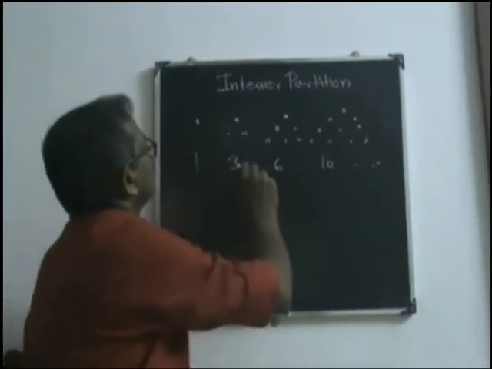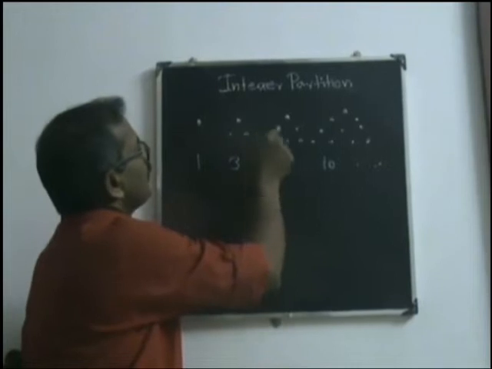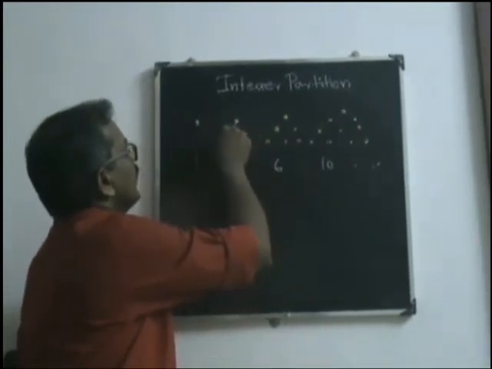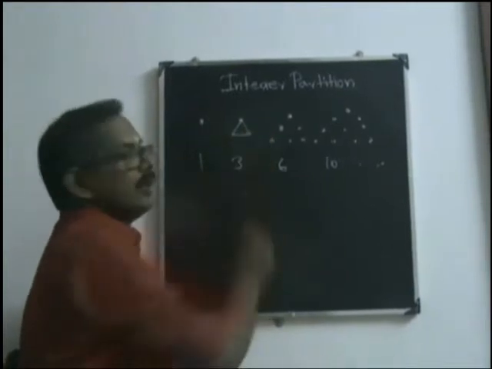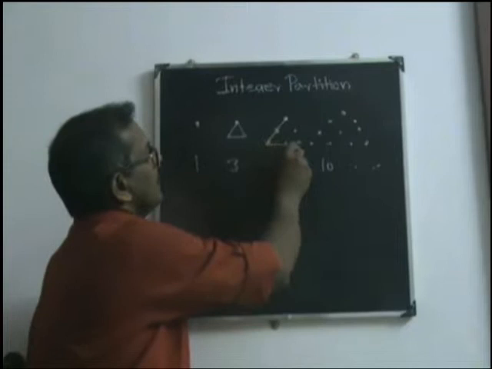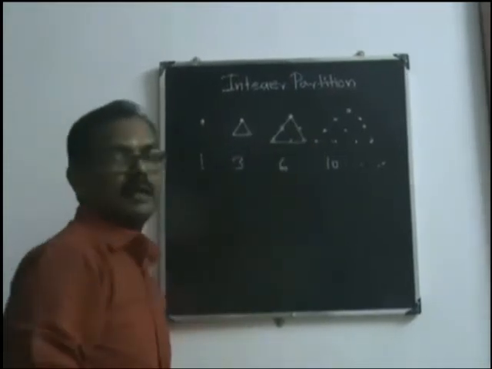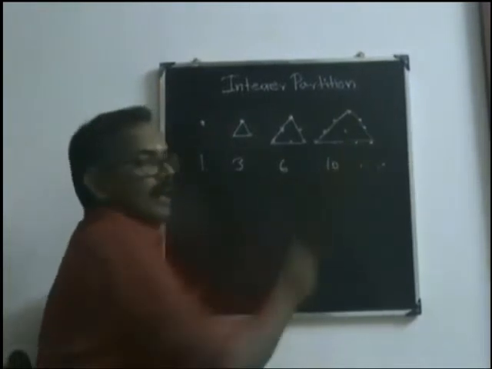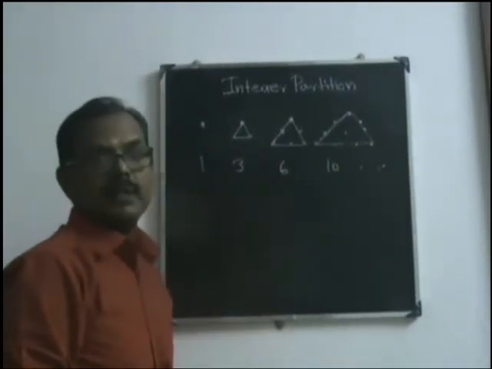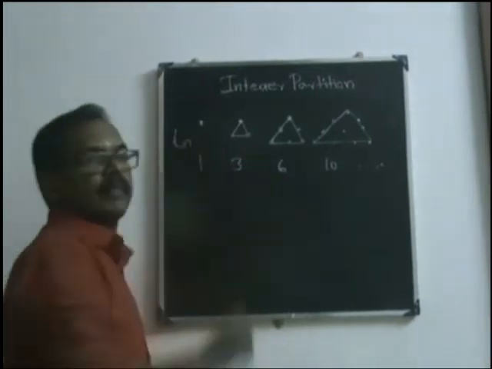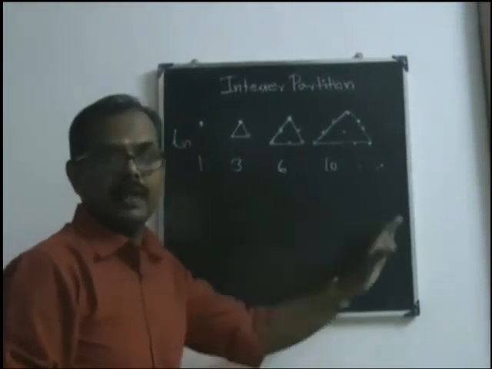Now what happened? If you take the boundary of these pictures and connect these points, that becomes a triangle. If you connect the outer dots of this one, you get a triangle. Here also the same thing, if you connect, you get a triangle. So these numbers are called triangle numbers, and they can be written as Tn. So these are all triangle numbers.